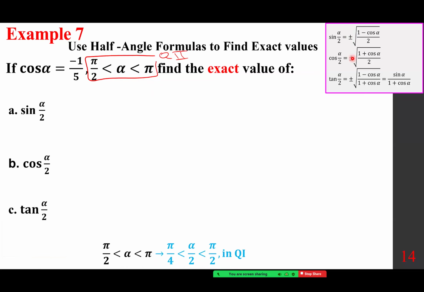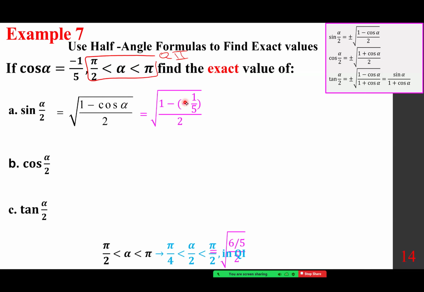So sine is the square root of 1 minus cosine alpha over 2. And we plug in cosine alpha is negative 1 over 5. Negative times negative makes it positive. So you add them up to 6 over 5. Divide by 2, you get 3 over 5. You multiply by 5 over 5 right here. These two come out as 5, and these two remain as square root of 15. And again, positive. We're talking about the first quadrant for the half angle.